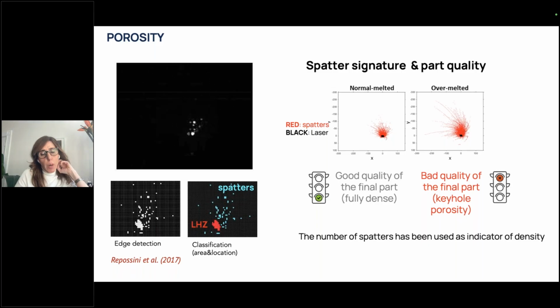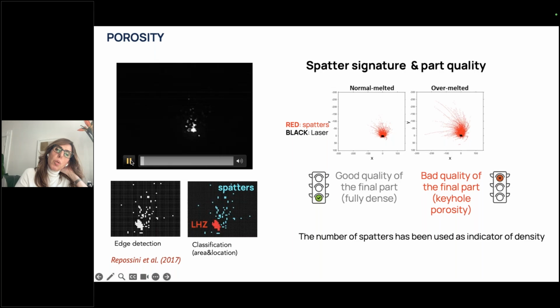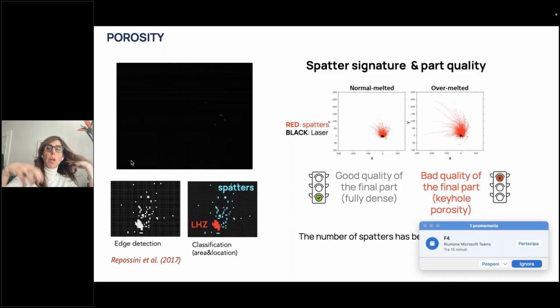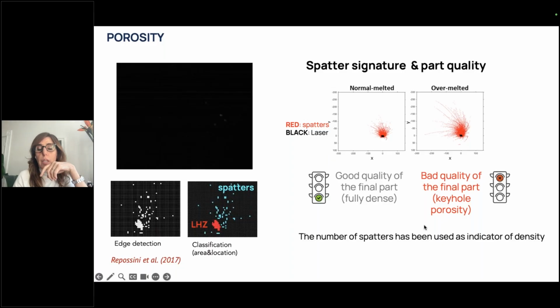And spatter is also quite interesting. I know that a lot of people are now interested in spatter. The idea is, in this case, I can take some sort of spatter signature, and if I am able to model the spatter signature during the video, so how much chaotic stuff is coming out from the process, I can, at least in principle, predict some defects in the part at the end, because it is shown, even with some knowledge of the process, that if there is a lot of spatter, we are going to experience some porosity at the end.